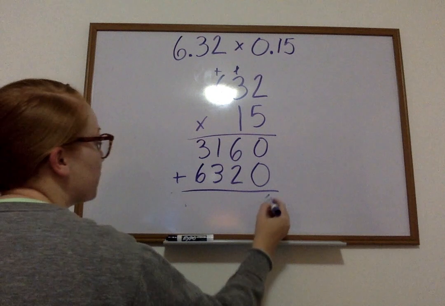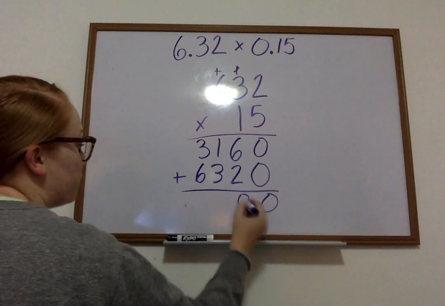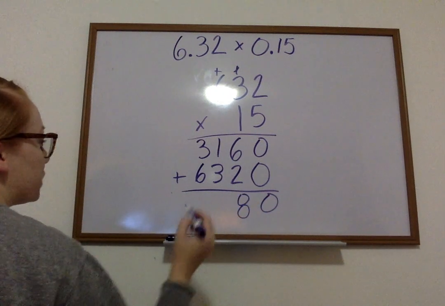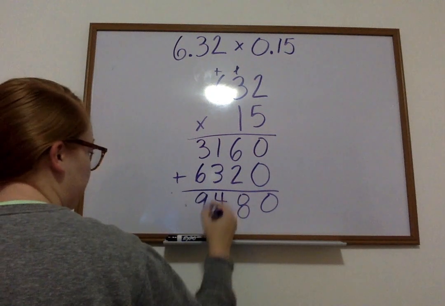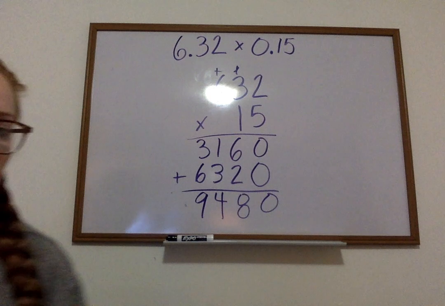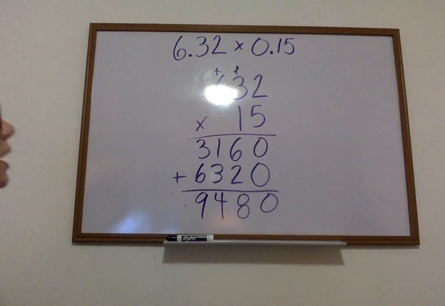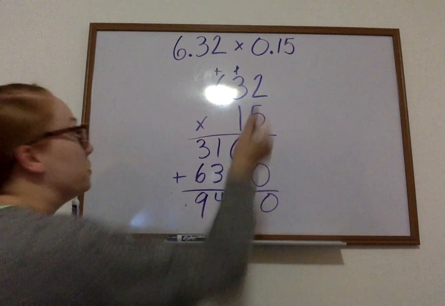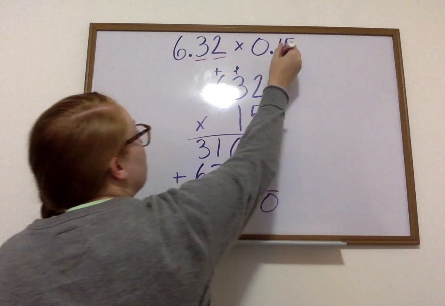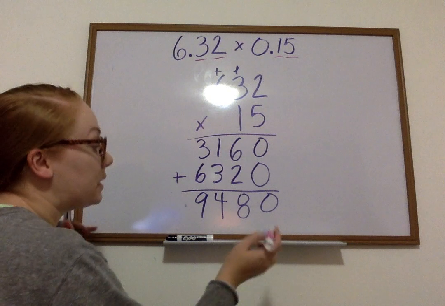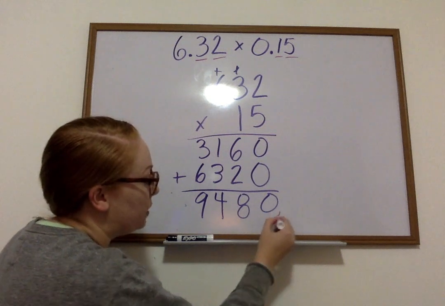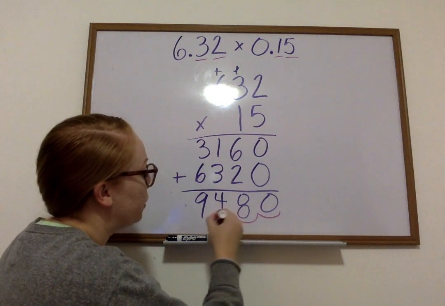I add them up. 6 plus 2 gives me 8. 1 plus 3 gives me 4. 6 plus 3 gives me 9. Now I got to figure out, where does that decimal go? I go back to my equation, count my decimals. 1, 2, 3, 4. 4 numbers are behind the decimal. That means I got to move my decimal up 4 places. 1, 2, 3, 4.